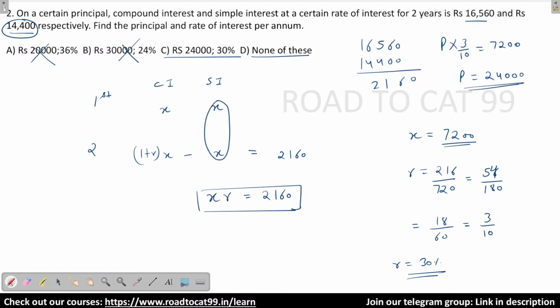24,000 is the value of principal, right? So the value of principal is 24,000 and the interest rate is 30%. So C is your correct answer. Hence C is your correct answer. Understood? Everyone please confirm.